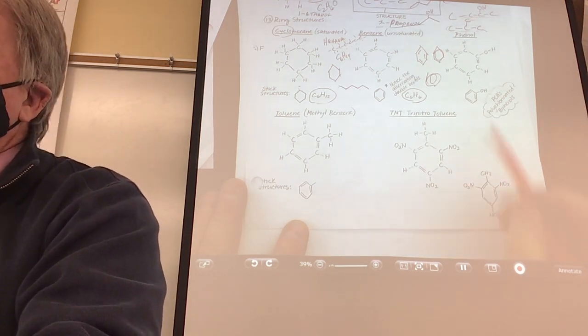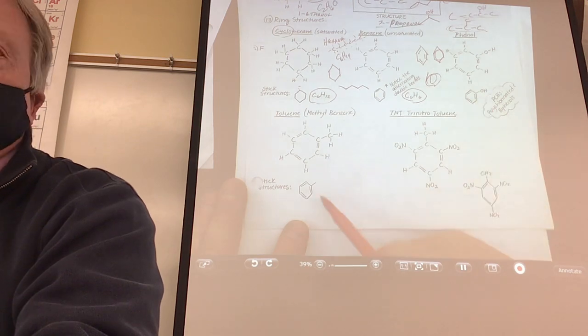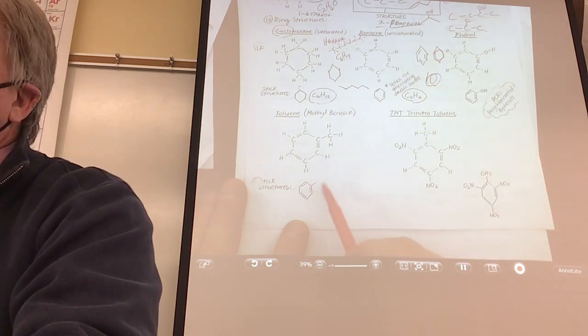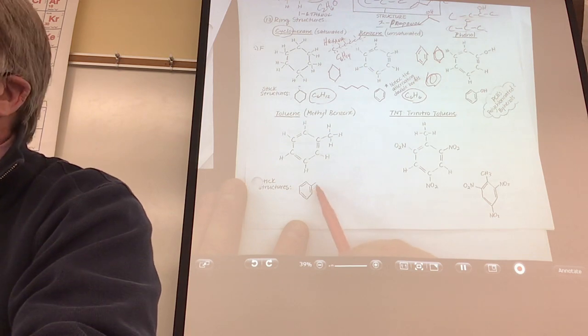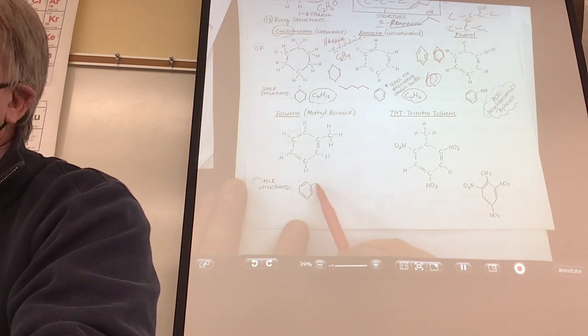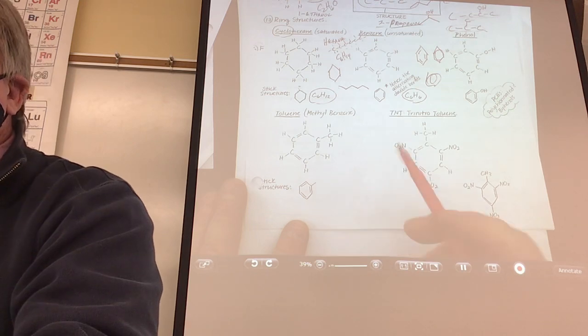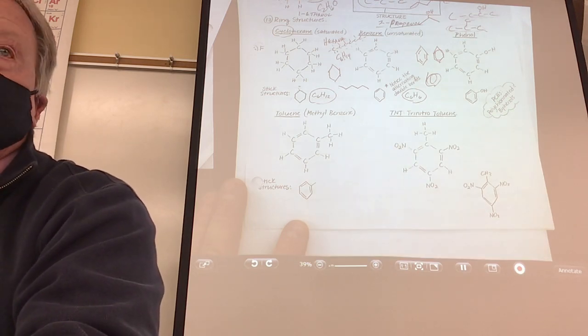And here's the stick structure of that, by the way. Hey, everybody look out here. Notice that it's just a stick. You're supposed to know what's at the end of that stick: a carbon and 3 hydrogens, right? Now, this one's called toluene.